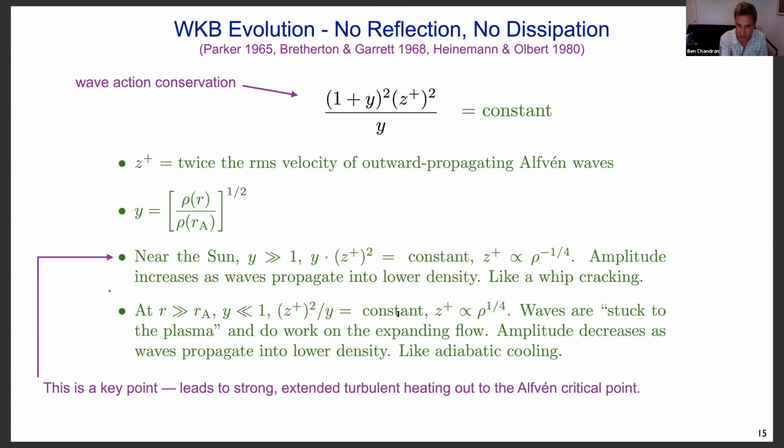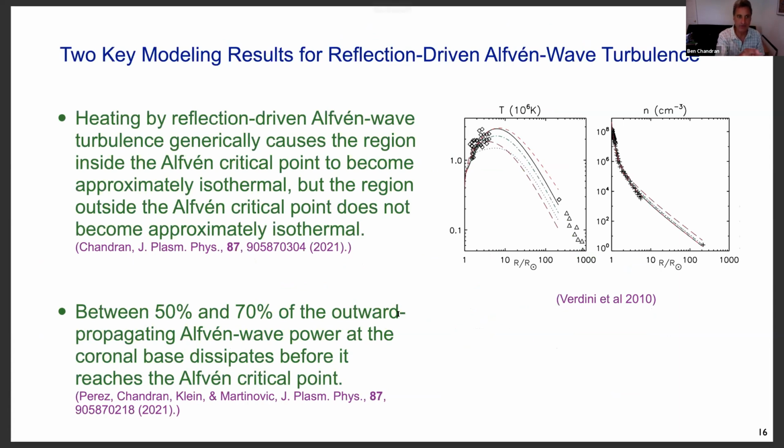So that second to last point there ends up being really critical for the solar wind because it leads to strong extended turbulent heating out to the Alfvén critical point, because that whip cracking effect keeps the wave amplitudes high all the way out to 10 solar radii from the sun. So that leads directly into the first of two key modeling results that I want to share with you about Alfvén wave turbulence in the solar wind. And it's a result from a paper that I just published in the Journal of Plasma Physics, which I'll also refer to again a little later in this talk.